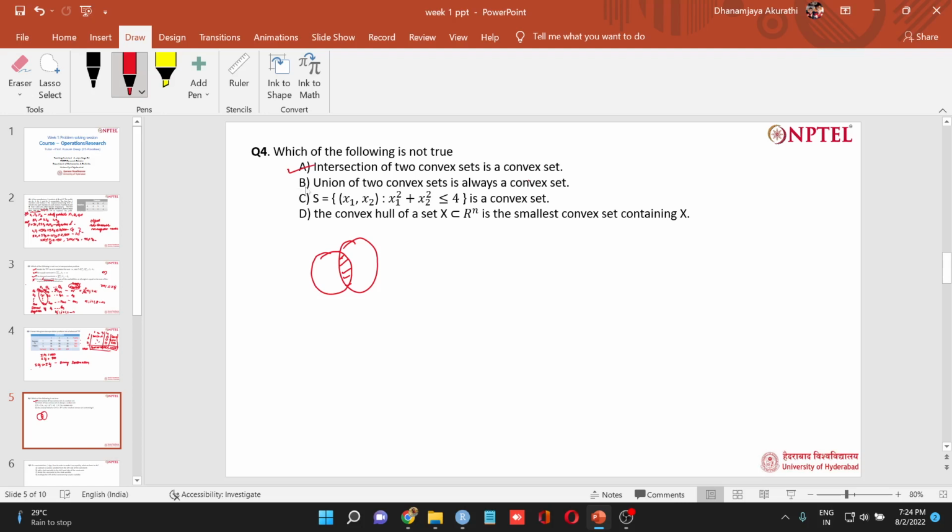And then the union of two convex sets: union means the entire region. If these two are convex sets, and I take 1 point here and another point there, then joining these 2 points, it will be clear.